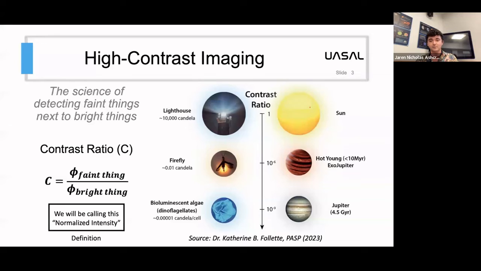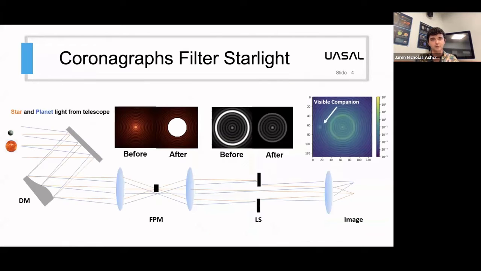In astrophysics, particularly in exoplanet detection, we're thinking on larger scales with similar contrast ratios where we're trying to image a planet orbiting a very bright star. And we talk about contrast ratio or normalized intensity, and that is very simply the ratio of the flux you detect from the faint thing to the flux you detect from the bright thing. And so when you try to achieve some contrast, you are doing high contrast imaging.